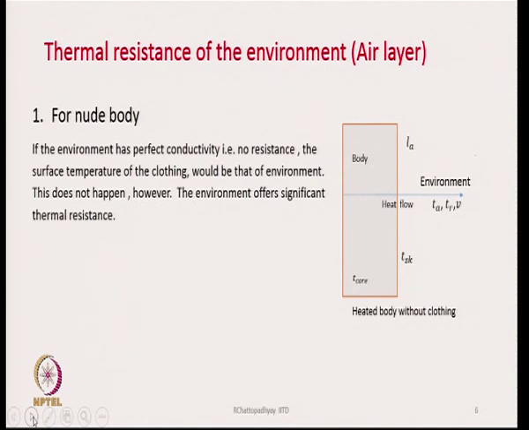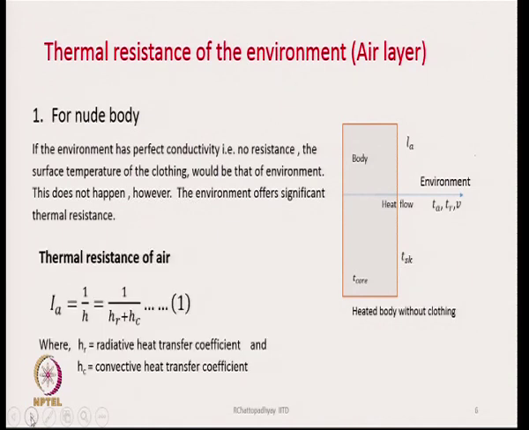In that case, what is the thermal resistance of the air? TA indicates temperature of the air. TR is the mean radiant temperature, V is the velocity of the air, TSK is the skin temperature, T core is the body core temperature. These are the symbols that have been representing these parameters.